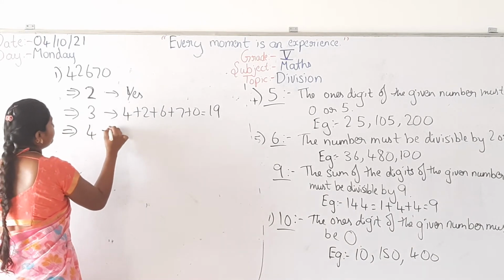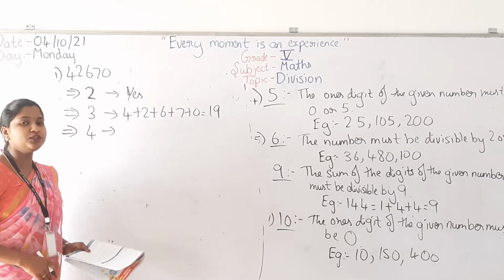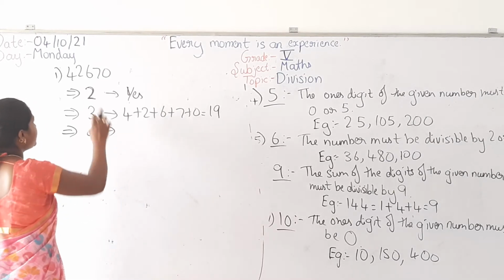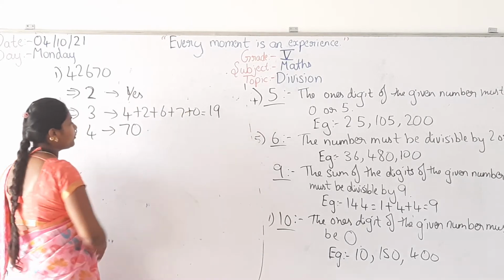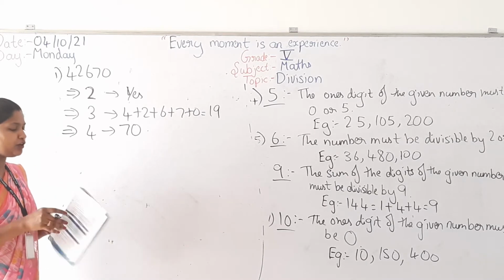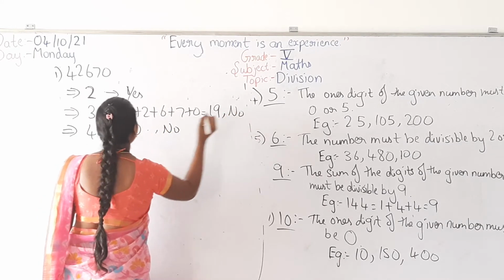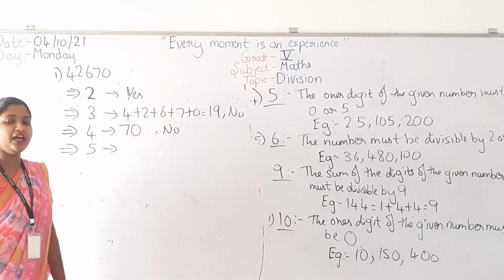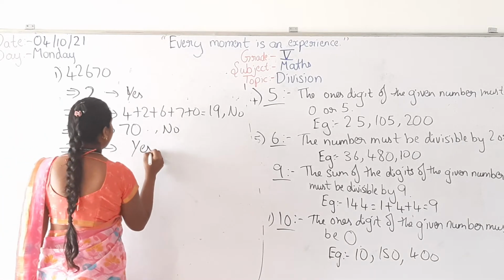Next, number 4. So what is the condition for number 4? The number formed by the last 2 digits must be divisible by 4 or it should be 2 zeros. See, the last 2 digits are 70. So 70 should be divisible by 4. Can you divide 70 by 4? No. So 4 is also not used to divide. 3 also no. Next number is 5. Can we divide the given number by 5? Yes, we can. Why? Because the number in the ones place is 0. Yes, 5 you can divide.